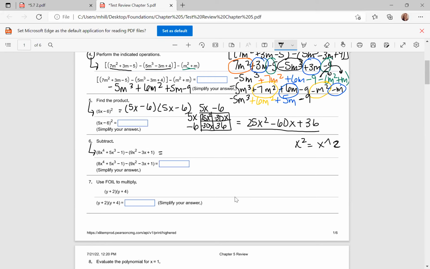But to start this one, 8x to the 4th plus 5x to the third minus 1, there's nothing in front of that. So the very first thing I'm going to do is just rewrite that without the parentheses. This minus is in front of this parenthesis, so that means that I need to do the opposite of whatever is here. So the opposite of a positive 9x squared would be negative 9x squared. The opposite of a negative 3x is going to be positive 3x. And the opposite of a positive 1 is a negative 1.